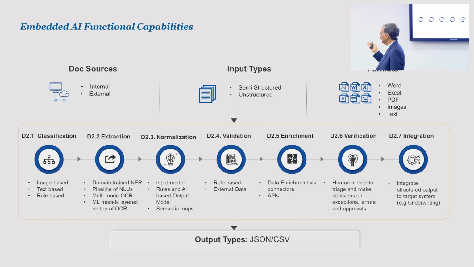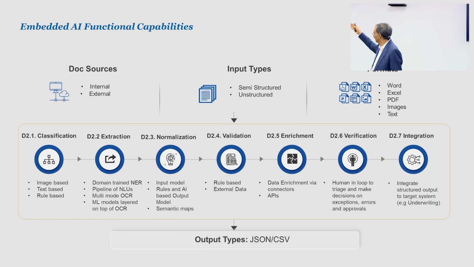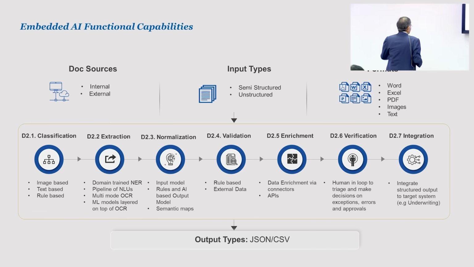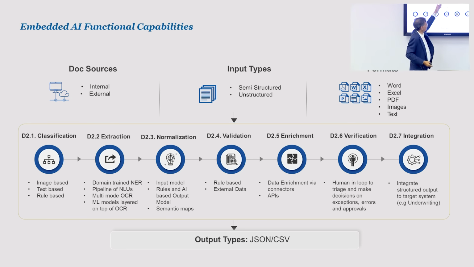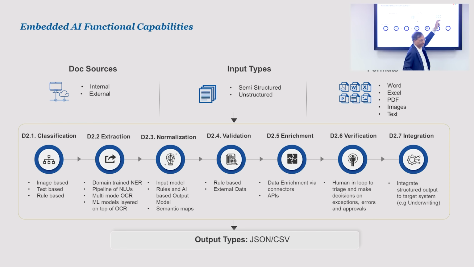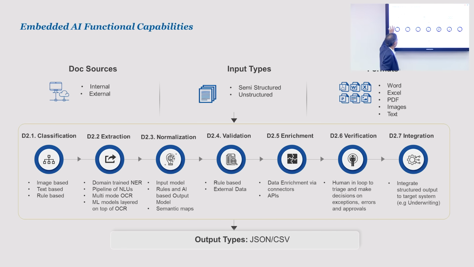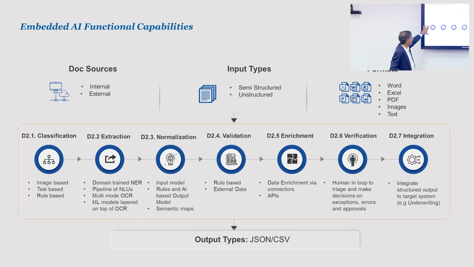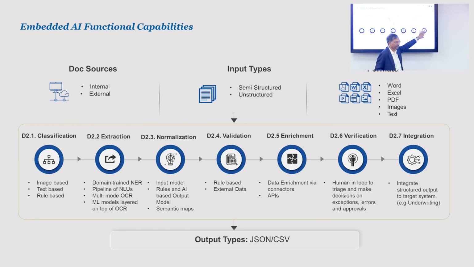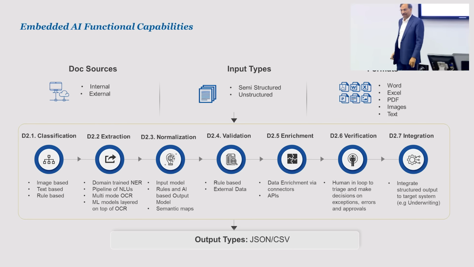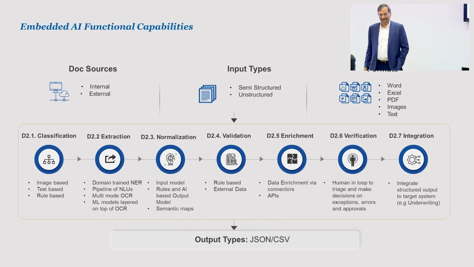This is the platform architecture. The first part is my document sources: internal, external, semi-structured and unstructured. I have formats in Word, Excel, PDF, images, and text. All will feed into classification, extraction, normalization, validation, enrichment, verification, and integration. So there are seven layers of this platform, which is the IDX platform.